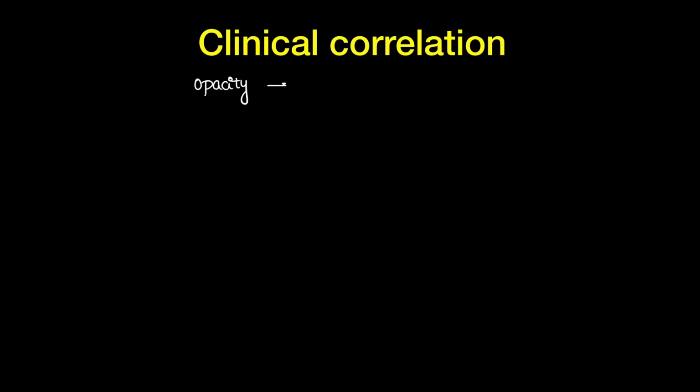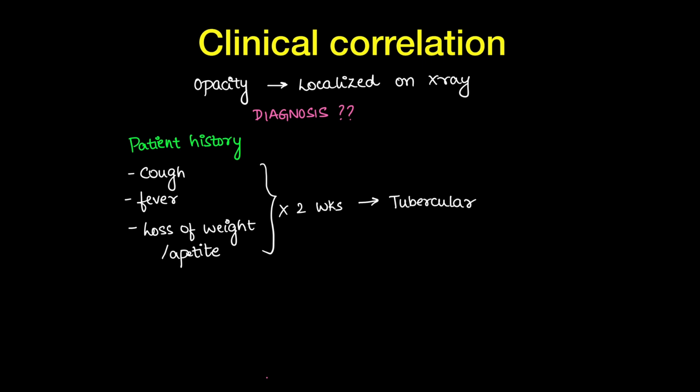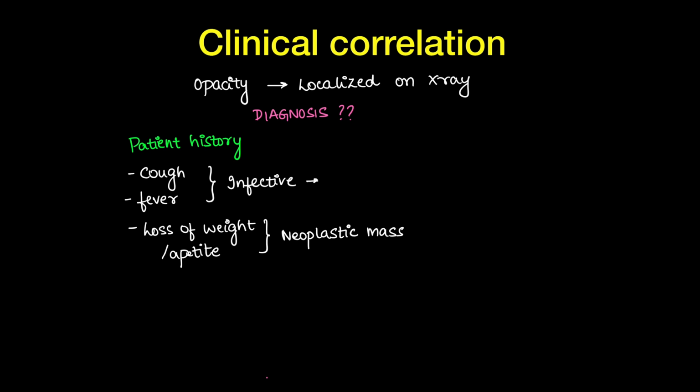Once we have localized the opacity using silhouette sign, we will clinically correlate with the details of patient to obtain diagnosis. So first look at patient history, whether he has any cough, fever, loss of weight or appetite. If all three are present for more than or equal to 2 weeks, suspect tubercular etiology, either consolidation or granuloma. Only cough and fever will suggest infective, more probably loss of weight, whether it's neoplastic mass. So this will help in management because the management differs for infective and neoplastic lesions.